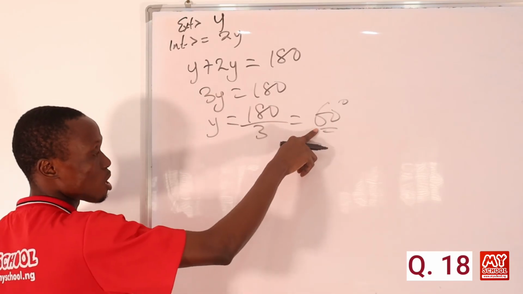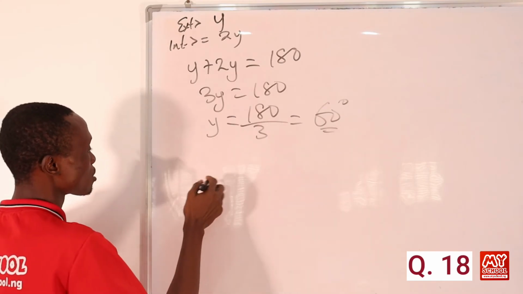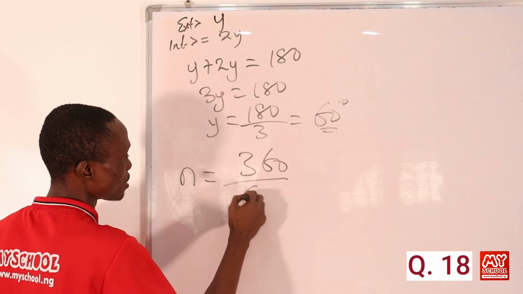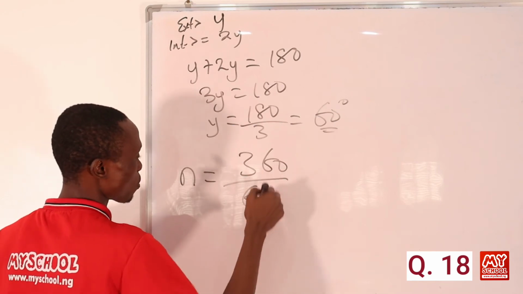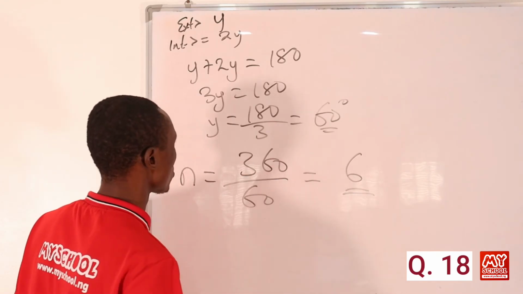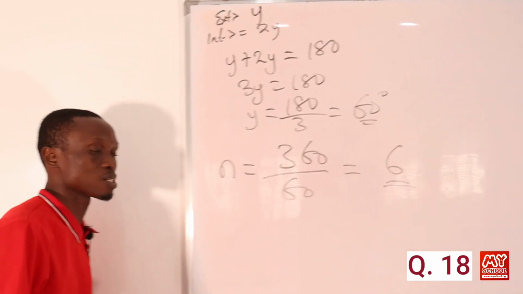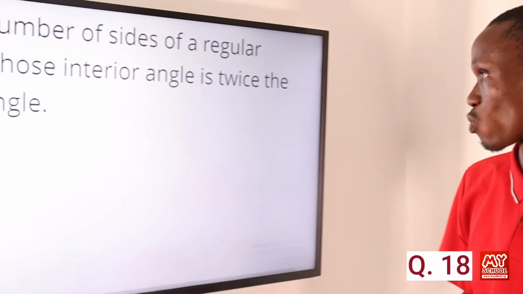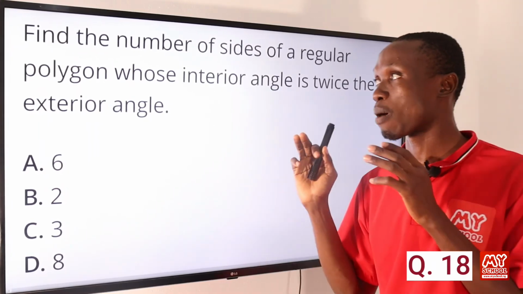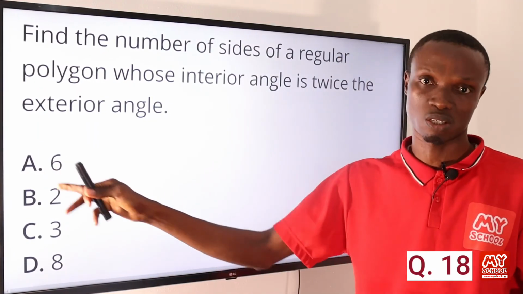So in this case, we have 60 degrees, so the number of sides will be equal to 360 degrees divided by 60 degrees. Okay, so at the end of the day, we'll have the number of sides equal to 6. Let's return back to the screen to pick the correct answer to this question, and that is option A. So the number of sides of the regular polygon is equal to 6.